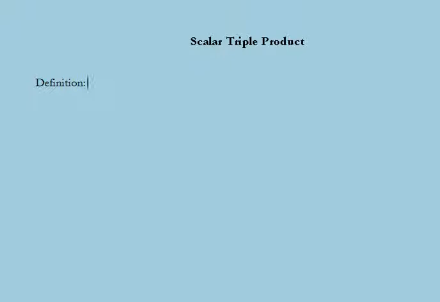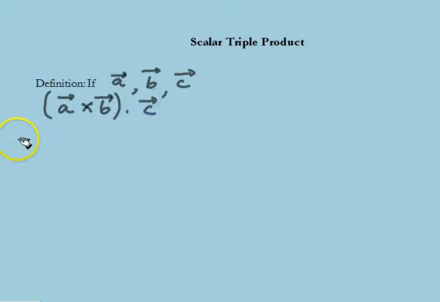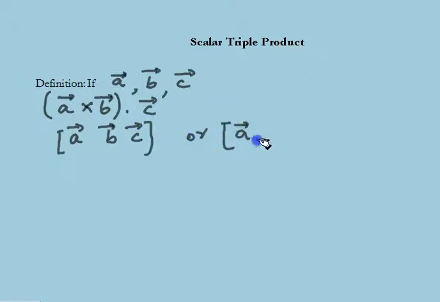Starting with the definition of a scalar triple product, for any three given vectors, let's say vector A, vector B and vector C, the dot product of the vector product of vector A and B with vector C is known as the scalar triple product, and it is denoted as [A B C].